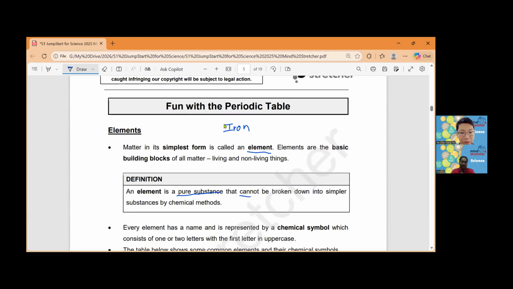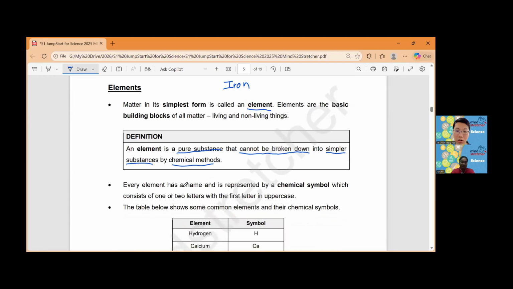You cannot break down iron into anything that is simpler, even using chemical methods. You can break it into smaller pieces. Can you use a hammer hard enough to break the iron? Yes, you can break it into smaller pieces. But what I mean is chemically, iron is really the most basic. You cannot change iron into something even simpler than iron. So that's what it means by element. And what we have in the periodic table are all elements. So 118 of them.